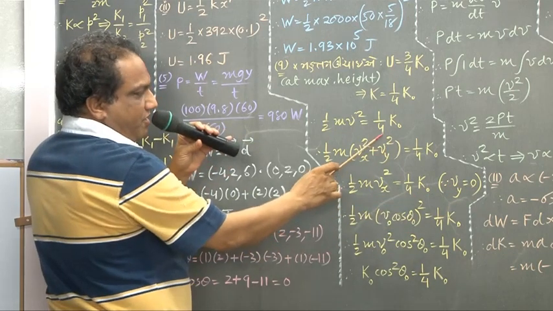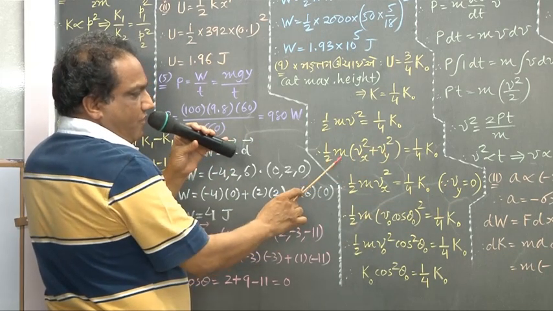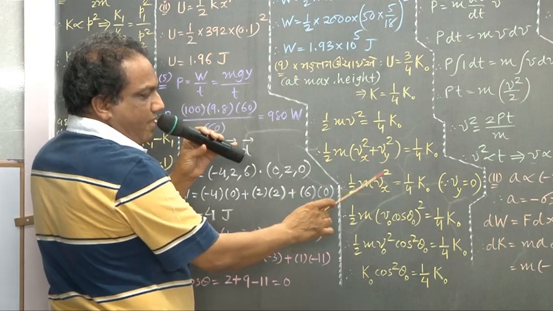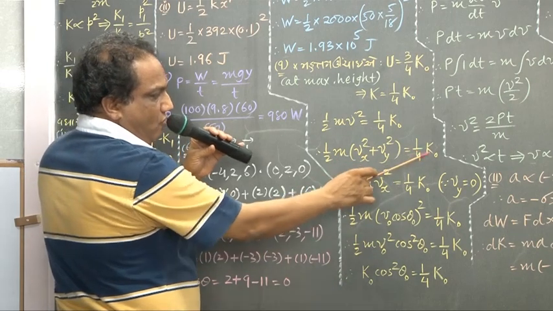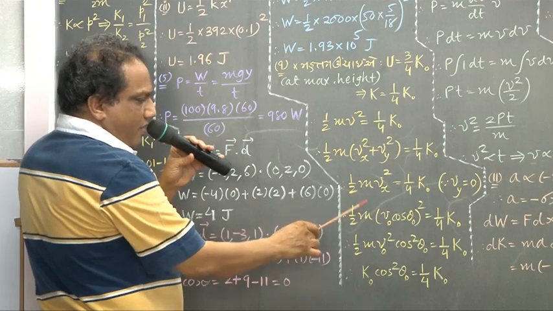When Vy becomes 0, then this part is 0. So left is 1 by 2 m Vx square, and that equals 1 by 4 k0.